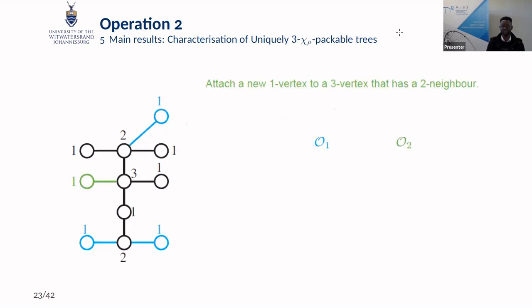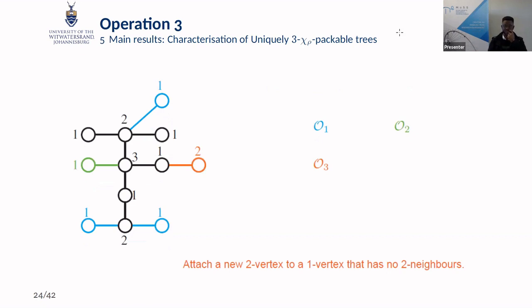The next operation says: attach a new one vertex to a three vertex that has a two neighbor. You can see the green one: I have a three vertex that has a two neighbor, meaning it is adjacent to another vertex colored two. So I attach a new one vertex to it. This is a new tree that I've obtained. You will see that it's still unique because the distance conditions are still met. So this is how you can begin to grow and expand, to say this is where I can put a one, this is where I can put a three.